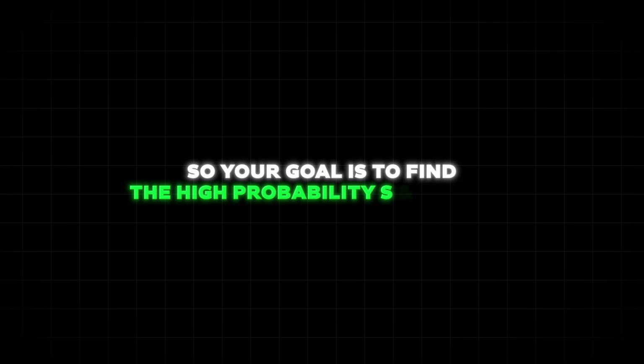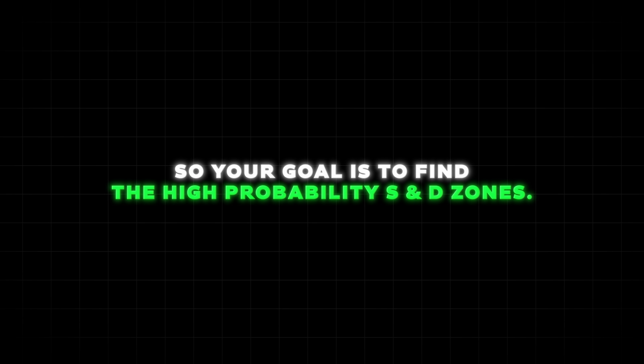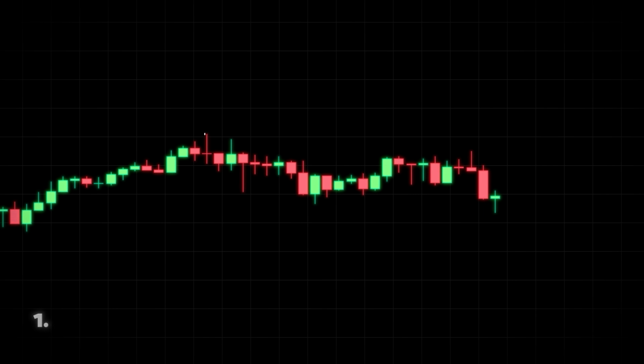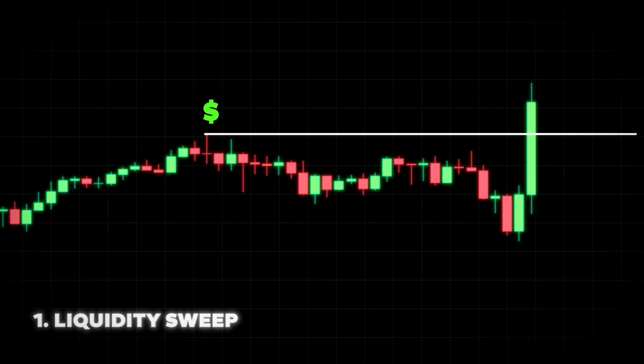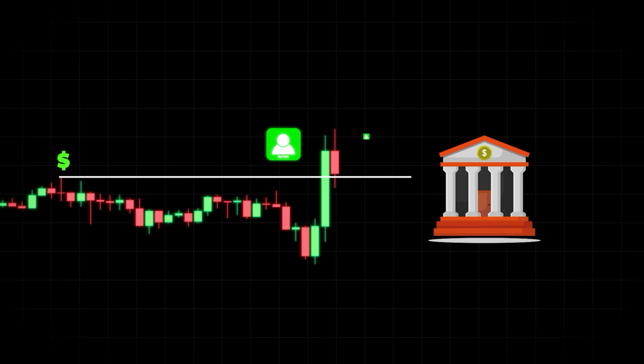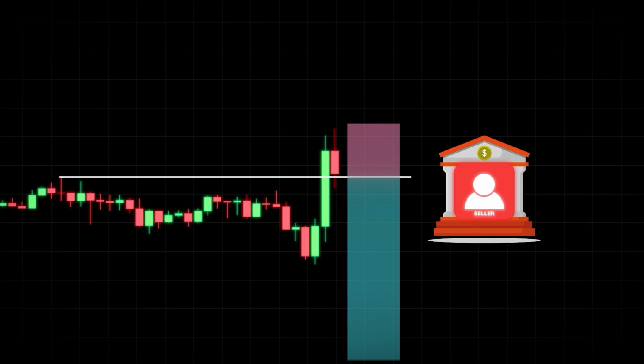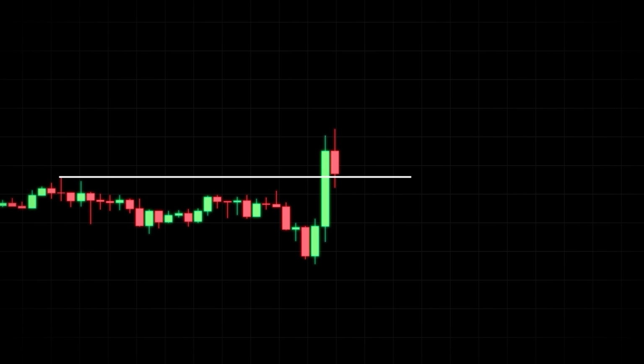Not every zone is going to work, so your goal is to find the high probability supply and demand zones to take positions from. You're going to be looking for zones that have already had their liquidity swept, because remember, institutions need those trades on the opposite side. They need you to sell into their buys, and they need you to buy into their sells. This will allow them to enter positions with minimal slippage when they enter or exit the market.